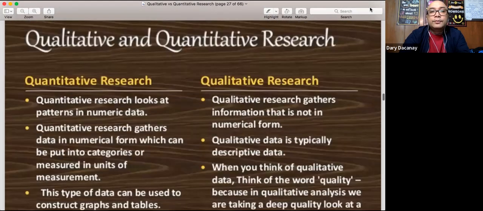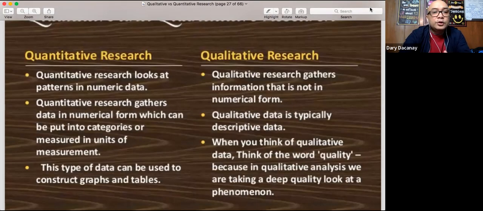Okay, so in quantitative research, research looks in the patterns in the numeric data. Doon mismo doon sa statistics in the numbers presented. Gathers data in numerical form which can be put into categories or measures in units or measurements. And this type of data can be used to construct graphs and tables.